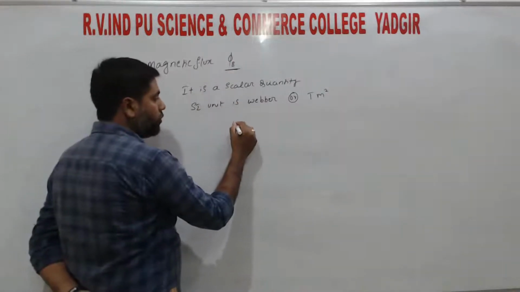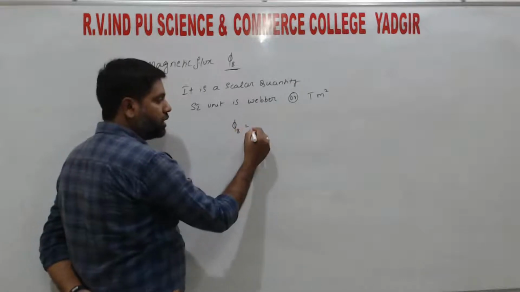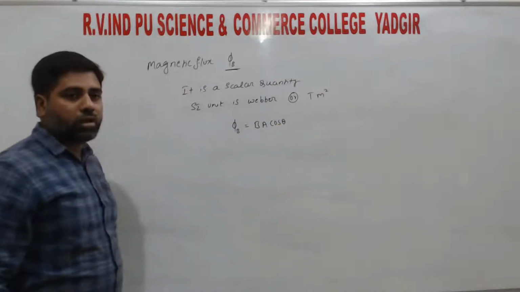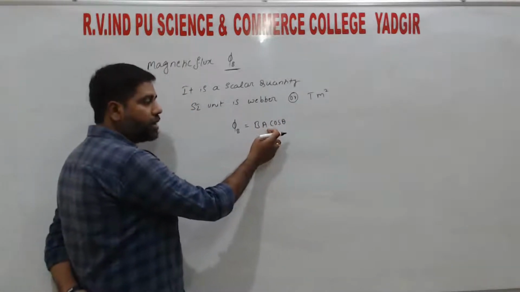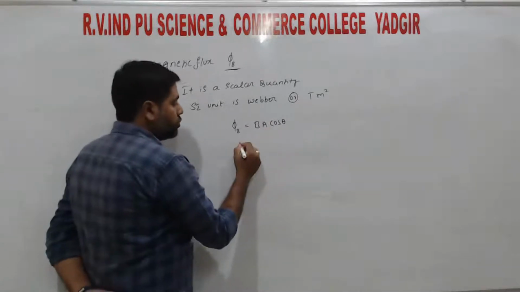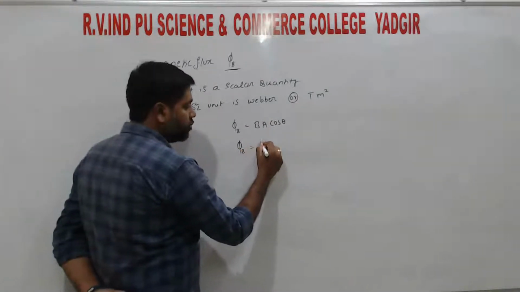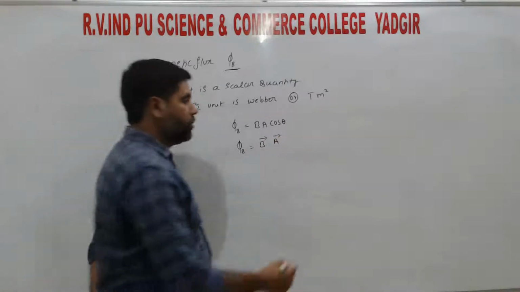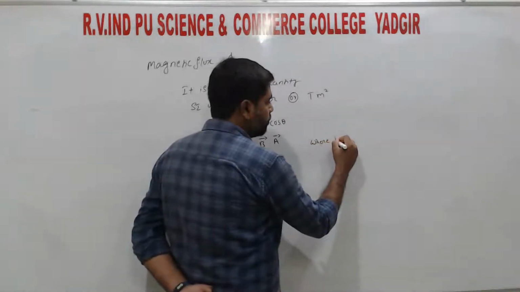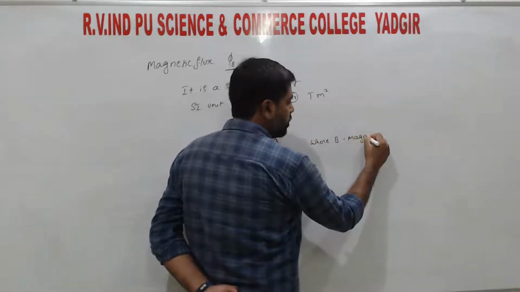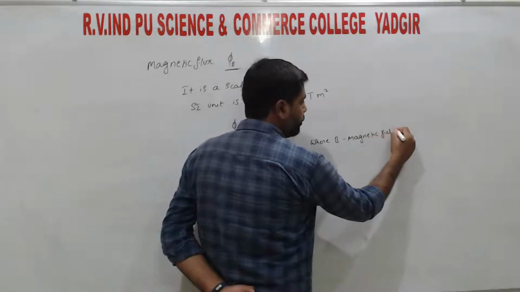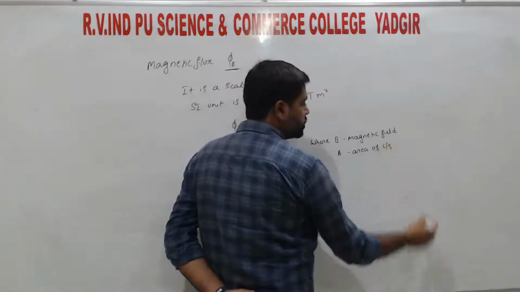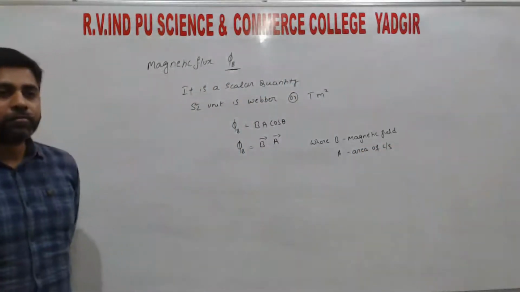The mathematical form for the magnetic flux phi B is equal to B A cos theta, right? That is the dot product of the magnetic field and the area element. So phi B equals vector B dot vector A, where B is the magnetic field and A is the area of cross section or area element, right?